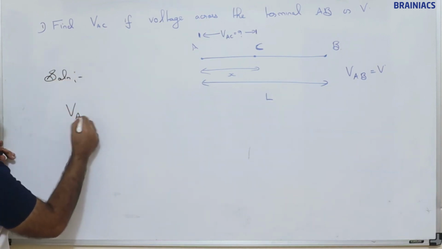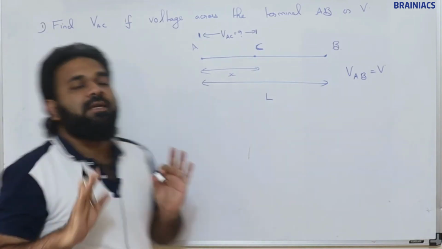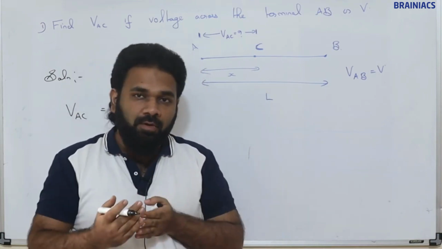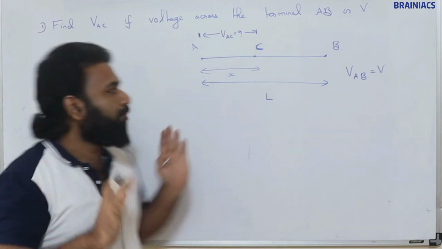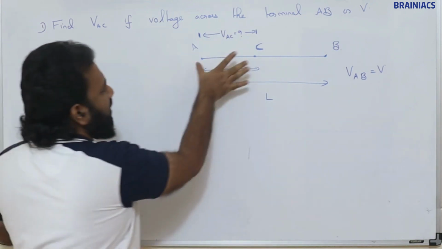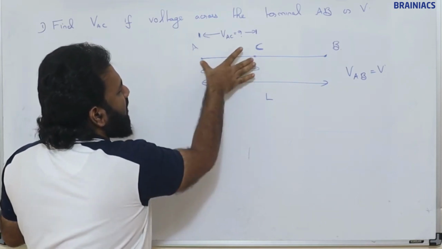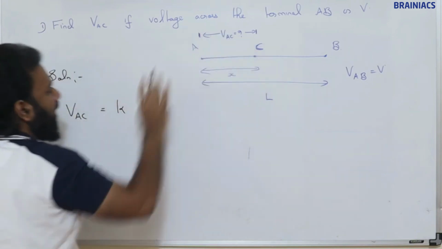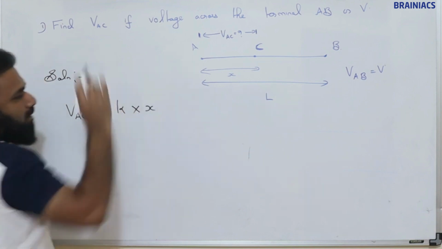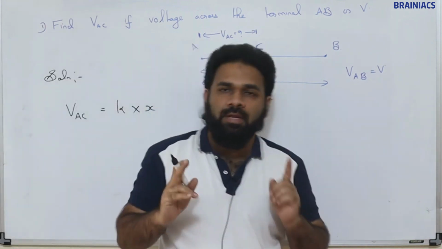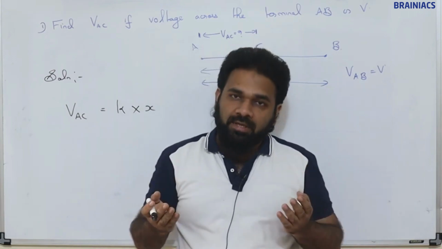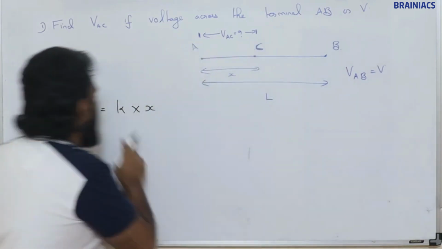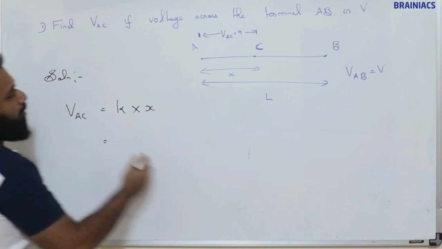Now the voltage across AC is nothing but, if we know the voltage gradient, but we do not know the voltage gradient. Now we are trying to understand voltage gradient, so we will be using the voltage gradient method here. So VAC is nothing but this length. So the voltage across this length is nothing but the voltage gradient of this wire into its length. Okay, the voltage across any 2 points is nothing but the voltage gradient of that wire into that length. Nothing else.